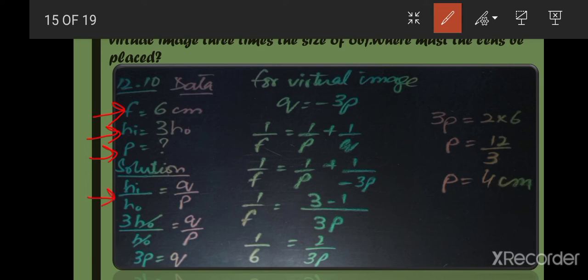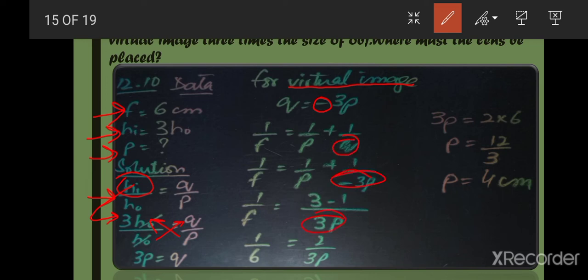HI by H naught equals Q by P. Putting HI equals 3H naught by H naught, cancellation gives you 3, and cross multiplication gives you 3P equals Q. As a virtual image is formed, as given in the statement, you have to write a negative sign with the Q. Don't forget to write it, otherwise the answer will be wrong. 1 by F equals 1 by P plus 1 by Q. Here Q will be minus 3P.